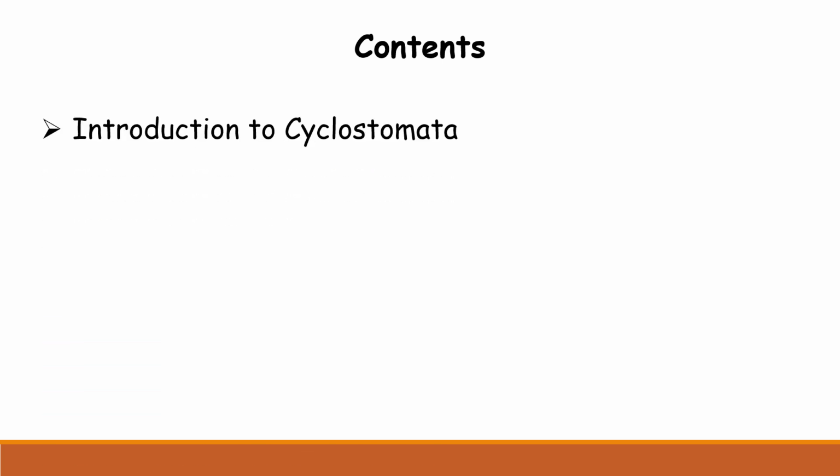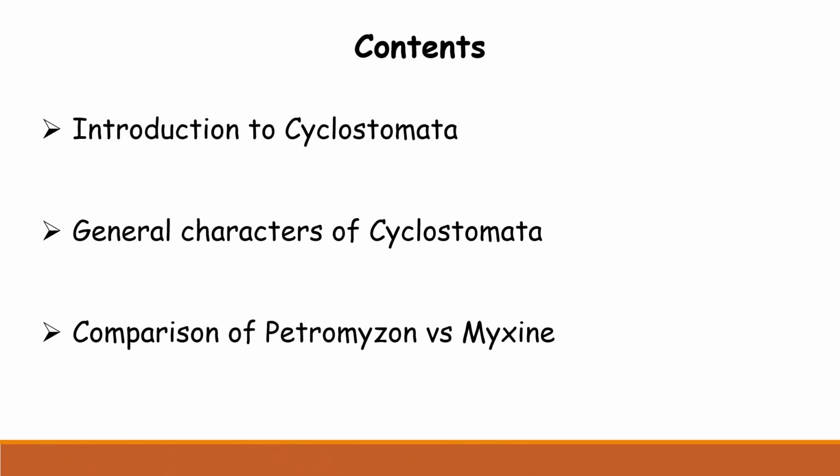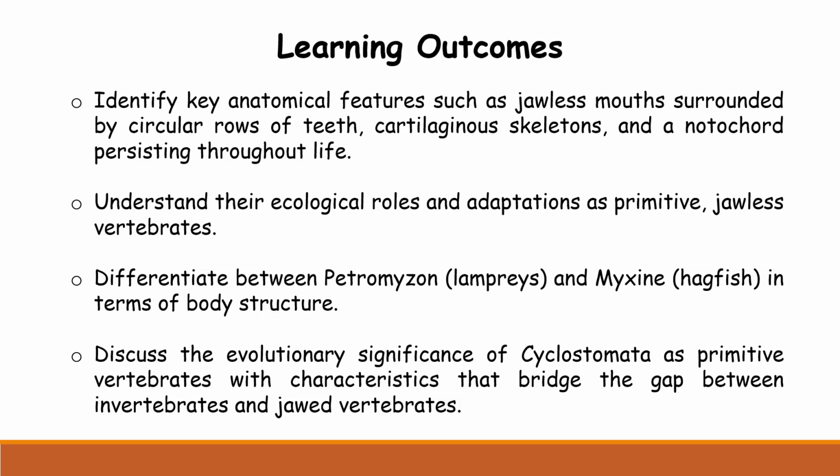Contents are Introduction to Cyclostomata, General Characters of Cyclostomata, comparison between Petromyzon and Myxine. Learning outcomes include: you can identify key anatomical features such as jawless mouth surrounded by circular rows of teeth, cartilaginous skeletons, and notochord persisting throughout life.